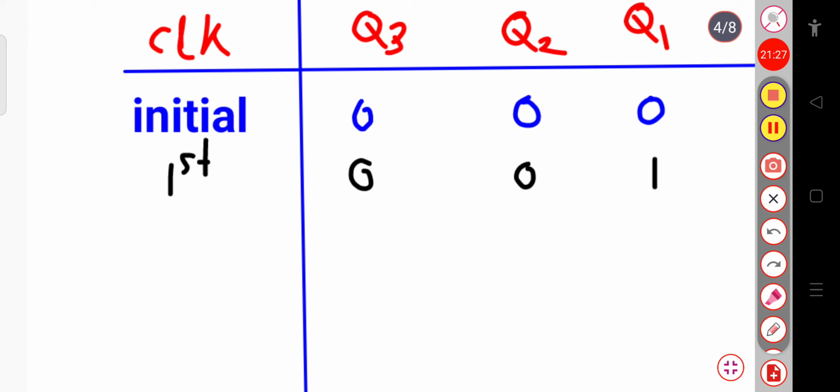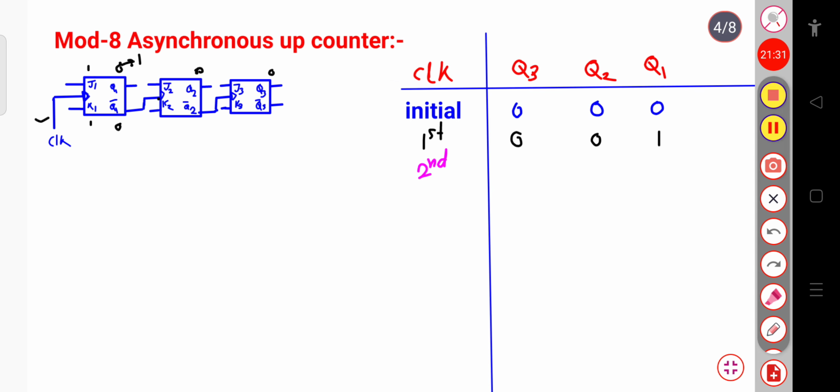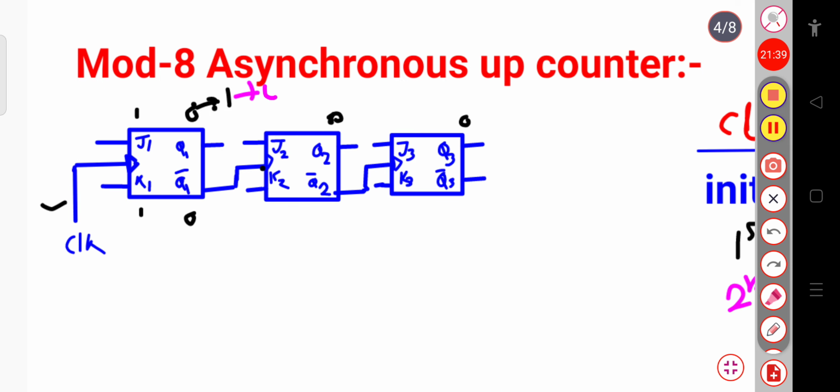For the second clock pulse, what will happen? Because of the toggling, this 1 will go to 0, because when the clock pulse is given, this 1 goes to 0 due to the toggling condition, so Q1 bar becomes 1. 0 complement is 1. Now this 1 is given to the second flip-flop clock, so the second flip-flop will be in the on state. So this 0 now gets toggled and becomes 1, and the complement of this is 0. 1 complement is 0.